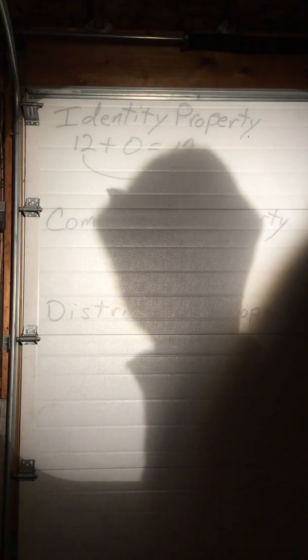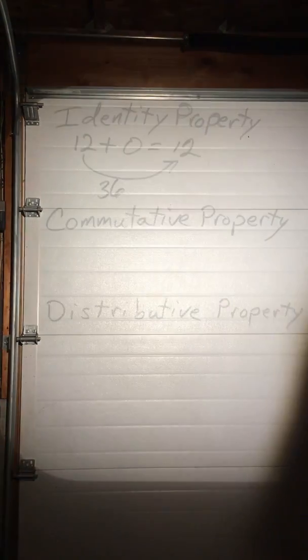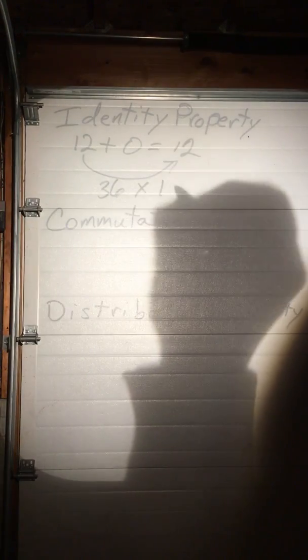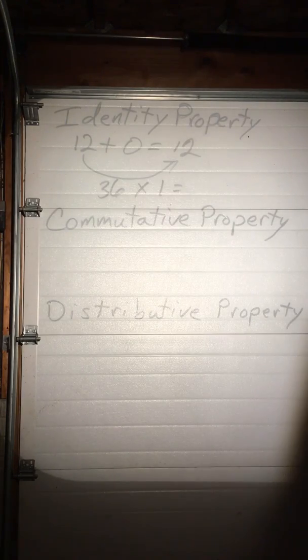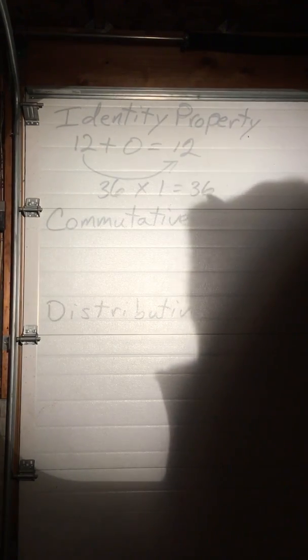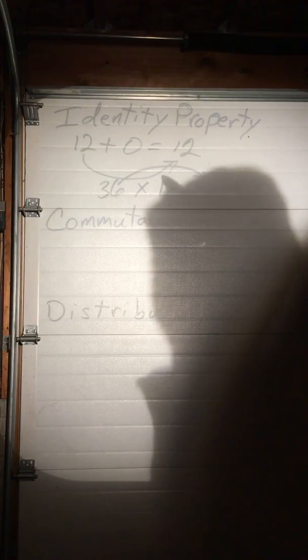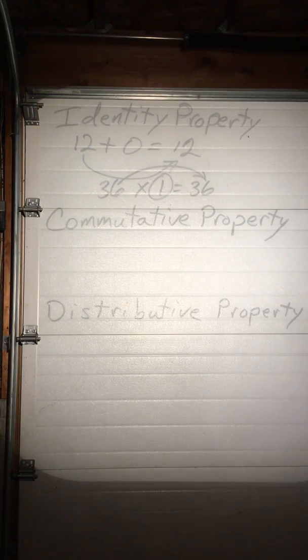Now, multiplication, we have 36 times 1, which equals, everybody, 36. So, every time you multiply by 1, that is still going to give you the same answer as the number that you're multiplying 1 by. Identity property will be mentioned on several tests in the future, and I still think it's silly.